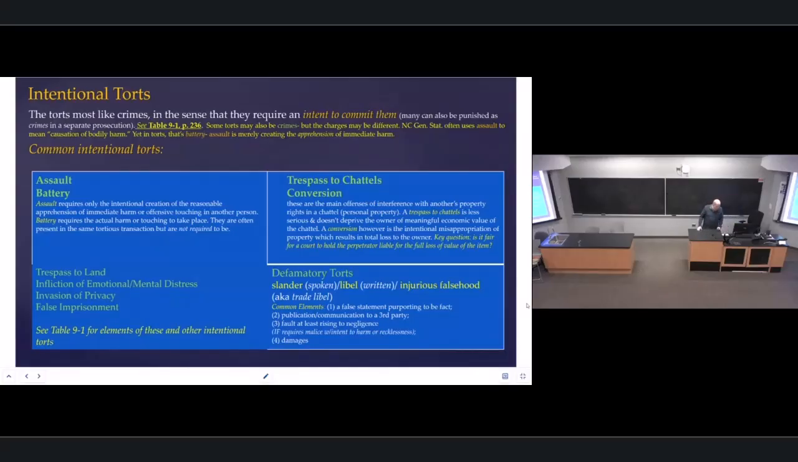So let's talk a little bit more about the intentional torts. I've already told you this part at the top. They're most like crimes, although they are not crimes. But intentional torts are at least the most like crimes in the civil world, because they require an intent to commit the tort. And lo and behold, if you look at what we call some of these intentional torts, you probably are aware that there are criminal analogs to them in a lot of states' criminal codes.